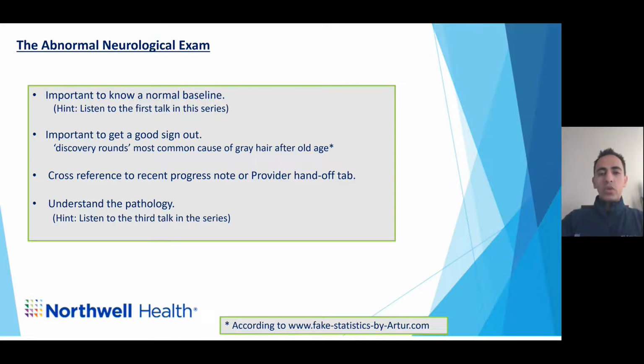And it's also important to cross-reference the information you're given with our progress notes that we tend to do overnight, or the provider handoff tab, which will often have some of the exam abnormalities in one of the boxes there, and also tells you about diagnosis and pathology. And the pathology also, again, is important to know what you're taking care of. In our next talk, the third talk, we'll talk about some of the more common cranial diseases that you're going to see on your units.